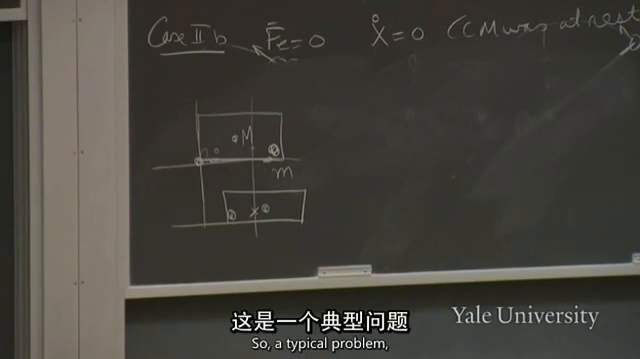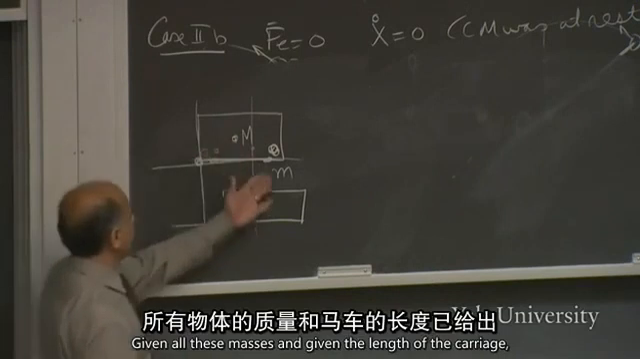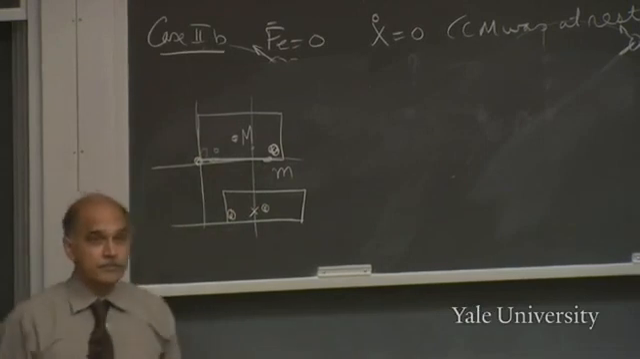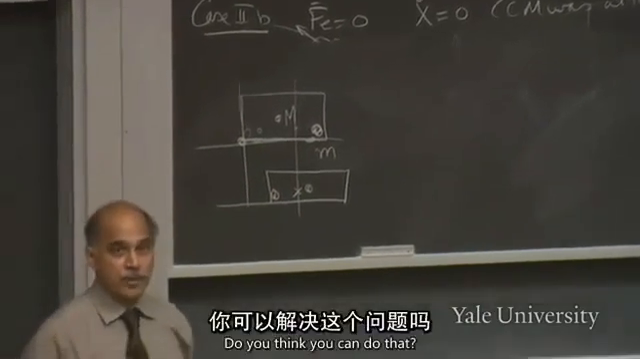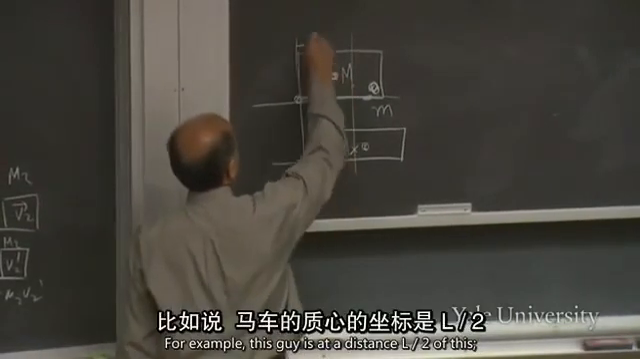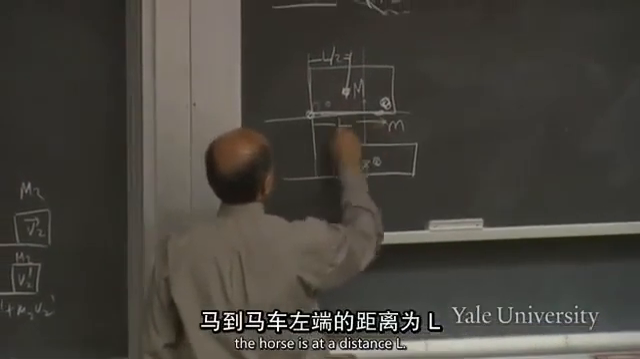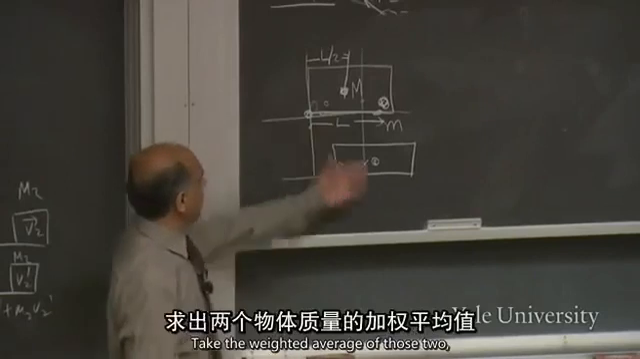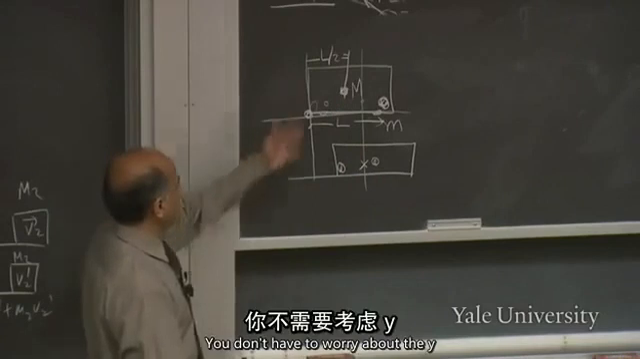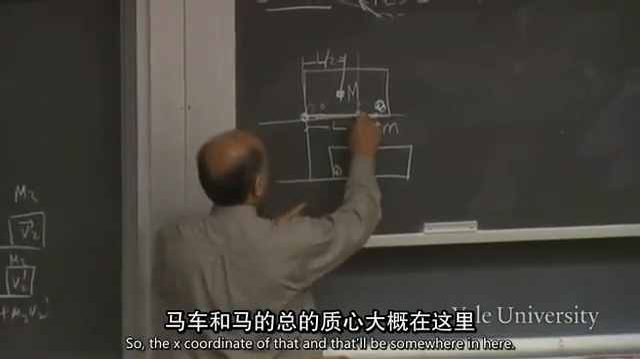So a typical problem you guys will be expected to solve will look like this. Given all these masses and given the length of the carriage, find out how much the carriage moves. So you think you can do that? Give some numbers and plug in the things. For example, this guy is at a distance L over 2 from this. The horse is at a distance L. Make this your original coordinates. Take the weighted average of those two and get the x coordinate of the center of mass. You don't have to worry about the y, because there's nothing happening in the y. So the x coordinate of that, and that will be somewhere here.